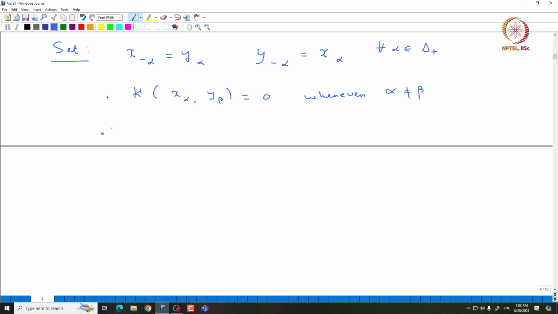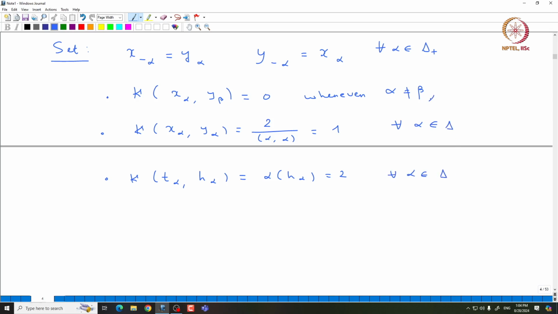Now, if you adjust the scalars, then you can easily see that kappa of x_alpha, y_alpha is going to be 2 divided by (alpha, alpha). So, one can normalize so that it becomes 1. Now, kappa of t_alpha, h_alpha is given by alpha(h_alpha), which is exactly 2, and this is true for all alpha in delta, and for all alpha, beta in delta. So, with this notation one can rewrite everything in a very compact way.